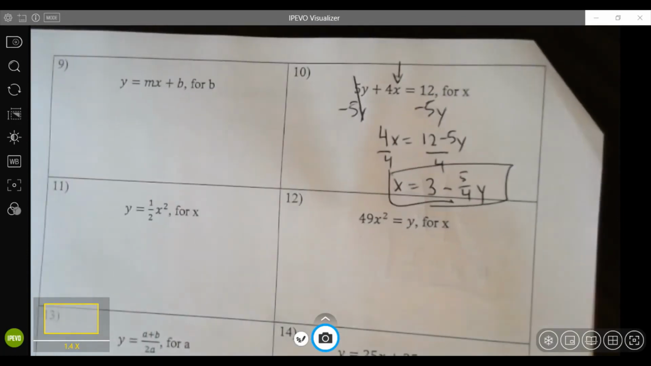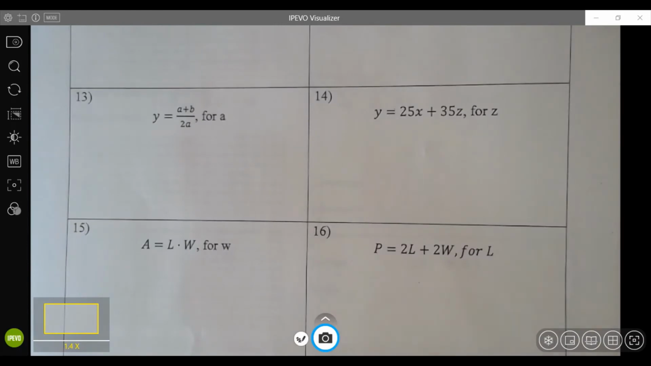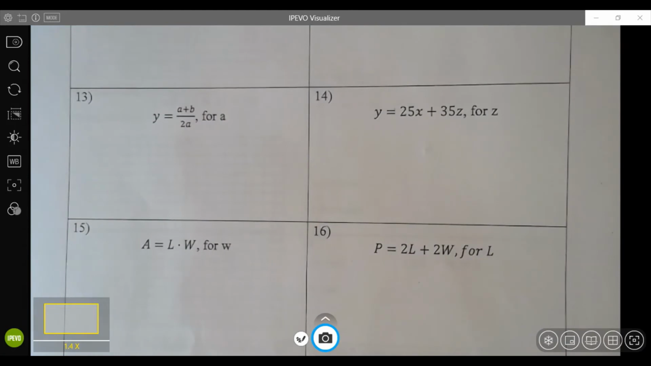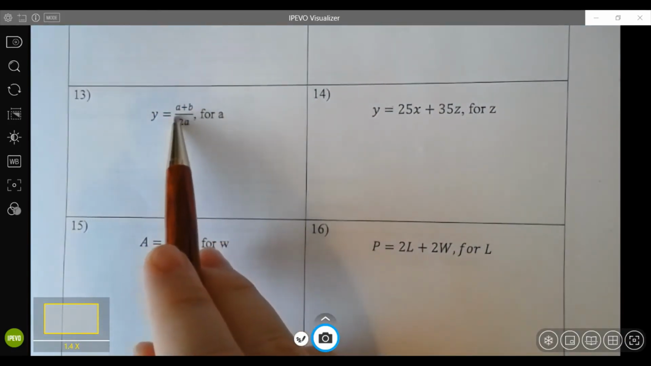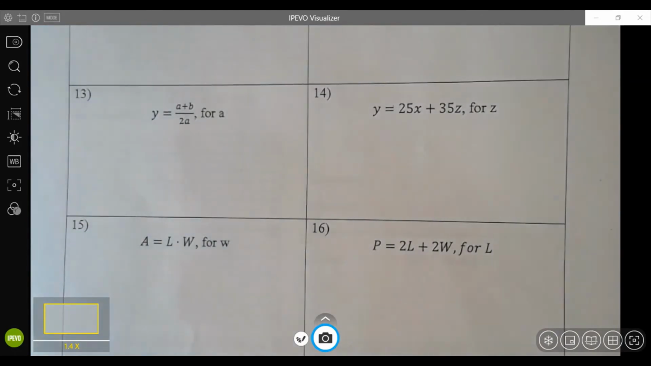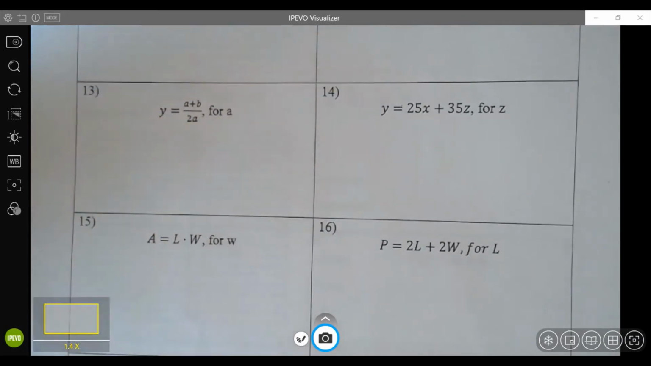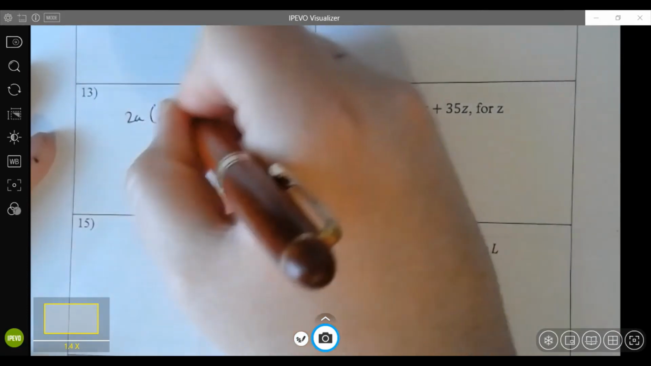Let's do one more. Let's do 13. So 13, what you want to do is notice they're asking you to solve for a. And notice there's an a in the top and an a in the bottom. So if we do our order of operations backwards, since we're solving, there is no addition and subtraction. We have it in the top of the numerator, but there's no other addition and subtraction. So since it's taking place in the numerator, we first need to get rid of what's in the denominator. So we first need to get rid of 2a. So we're going to multiply by 2a on both sides.